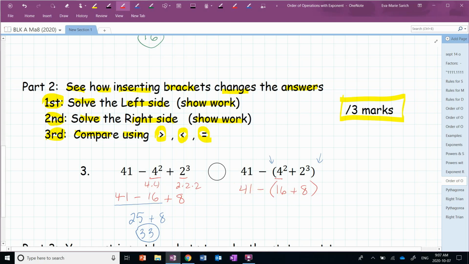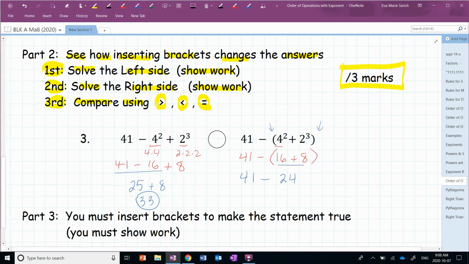So we've just done our exponents first. Now we need to finish what's in the bracket. So now it's going to be a little bit different. Here we did our subtract first on the left side. Here we're going to do our add first. So 16 plus 8 gives us 24. Bring down the rest, so 41 minus 24. And when we subtract that, we'll see whether we get the same answer or not. So 41 minus 24 gives us 17.